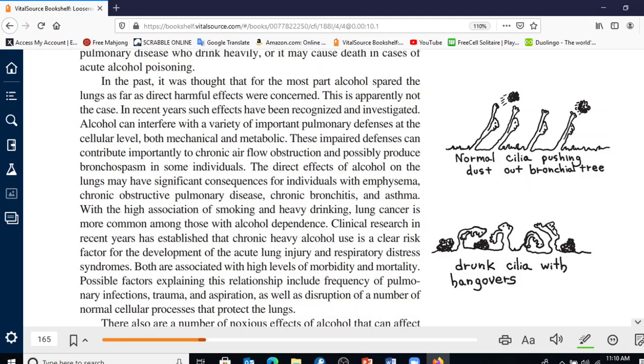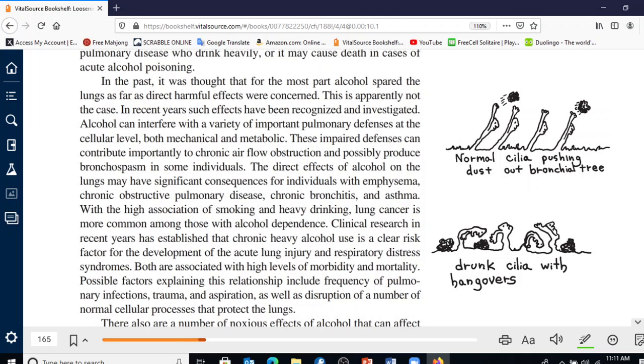Anyway, chronic alcohol use is a clear risk for the development of acute lung injury and respiratory distress. In fact, if we die from alcohol overdose, which is really an effect on the brain, there's two ways that we're probably going to die. If it's directly from alcohol overdose, one is that we're going to pass out and throw up and inhale the vomit. And basically we're going to drown because we put vomit in our lungs instead of air.